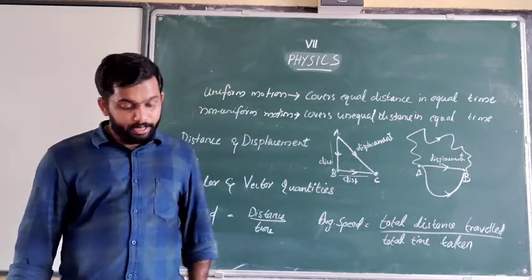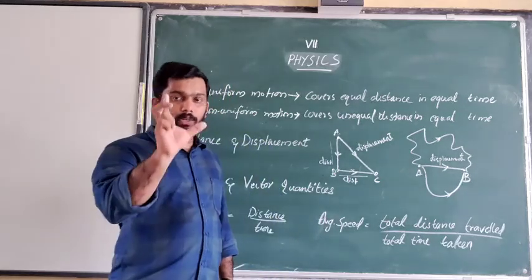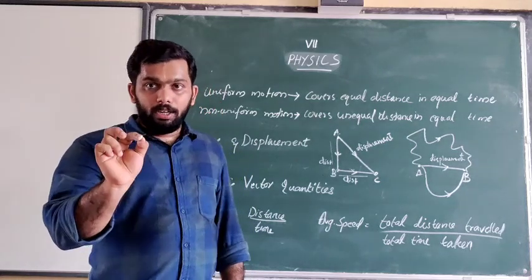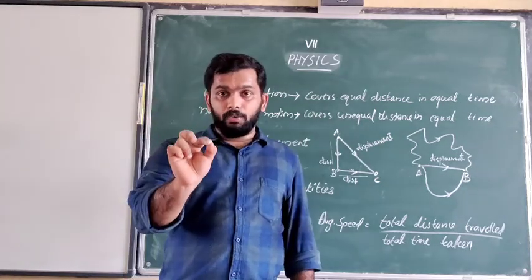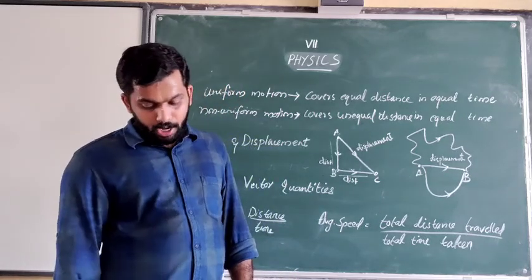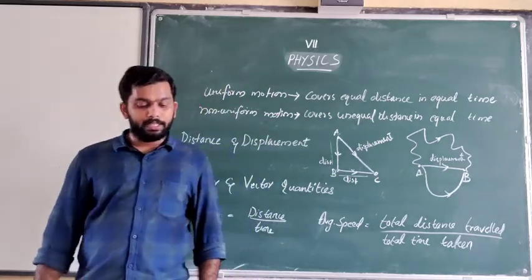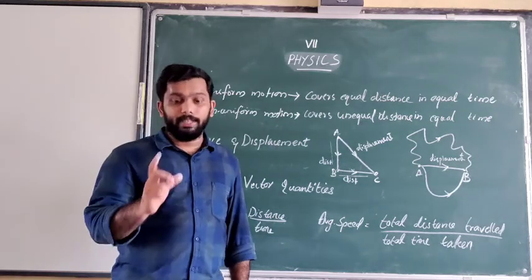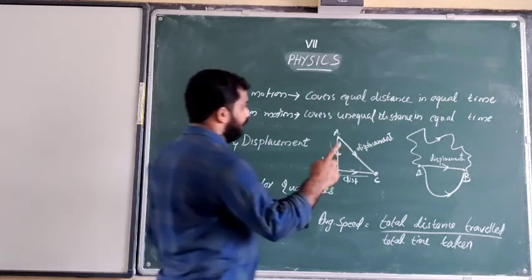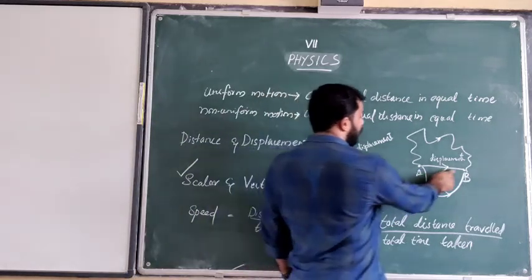Okay. Now the second one, what is a vector quantity? A vector quantity is a physical quantity for which we need both magnitude and direction to describe it. For example, displacement is an example of a vector quantity.